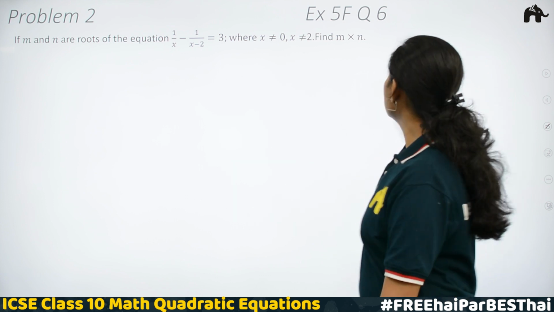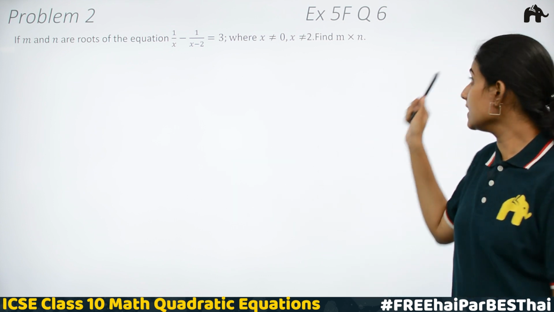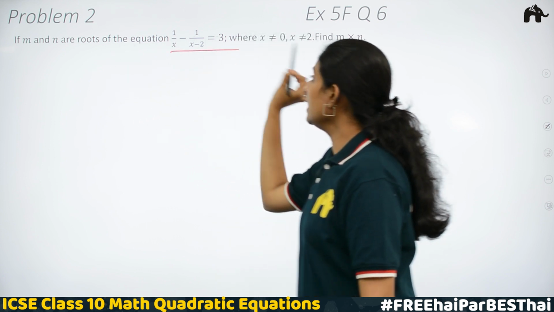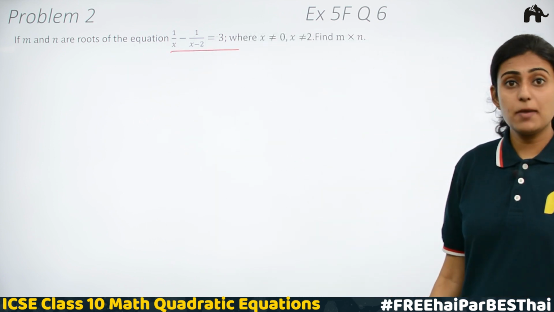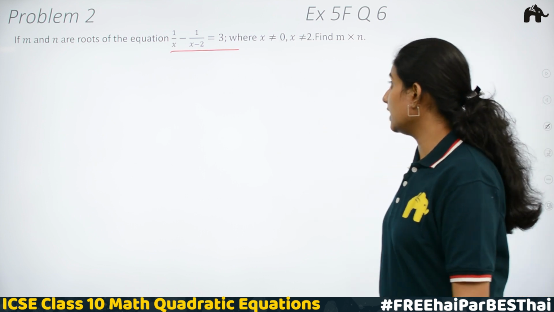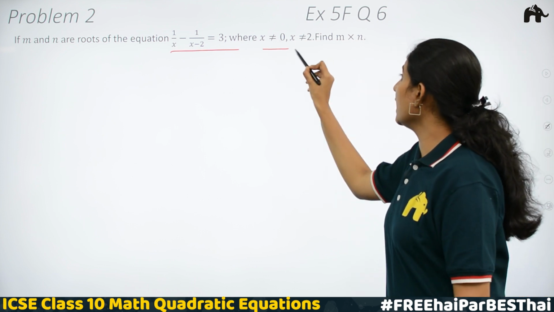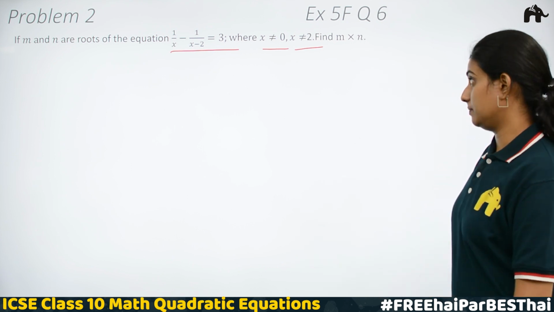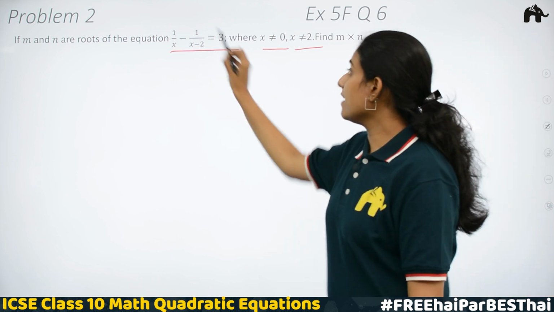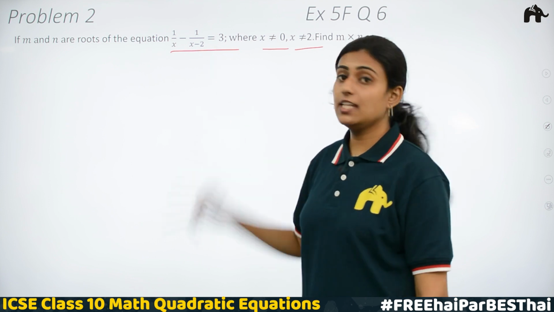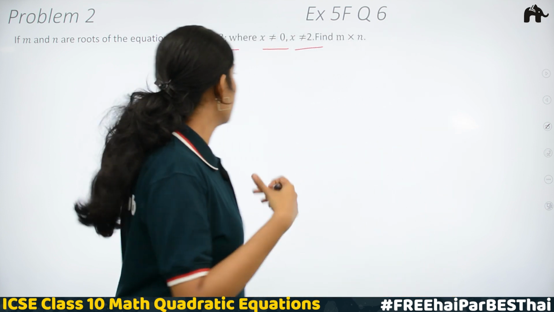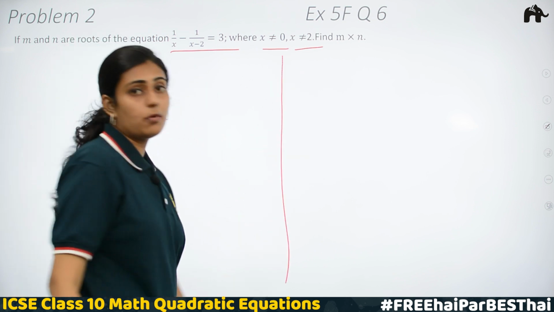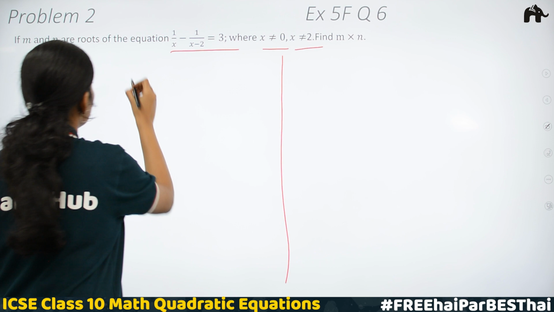Problem 2, question number 6 of exercise 5F. If m and n are the roots of the equation 1 by x minus 1 by (x minus 2) is equal to 3, where x not equal to 0, x not equal to 2, find m into n. Okay, here we have fractions. We need to change these fractions to get a quadratic form. That is, we have to convert it into the standard form of quadratic equation.